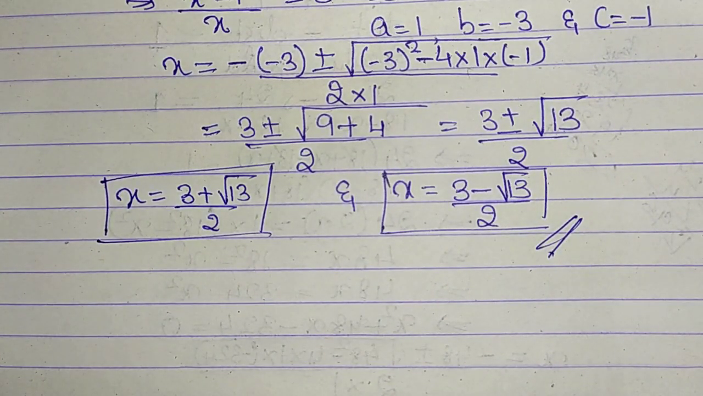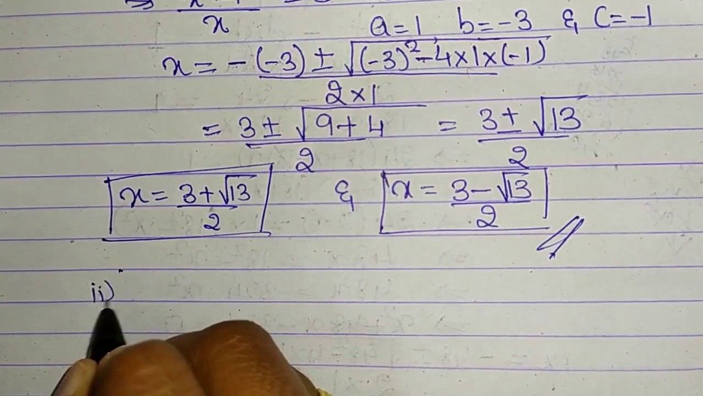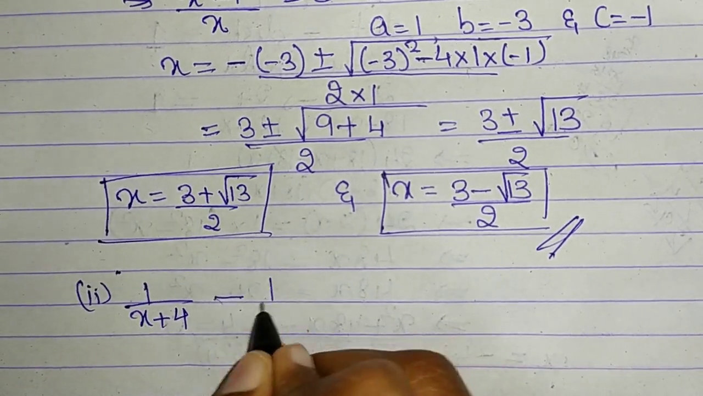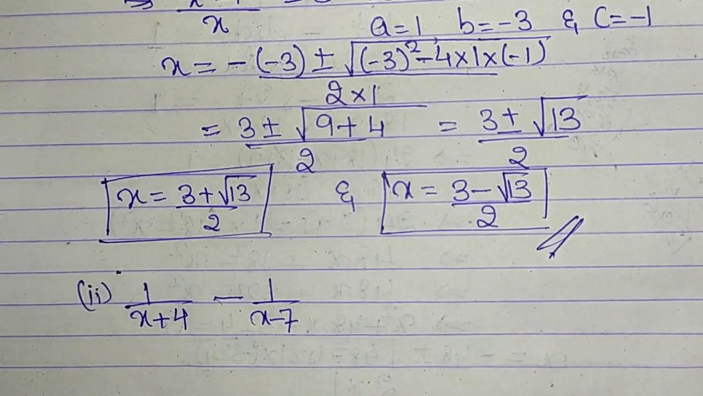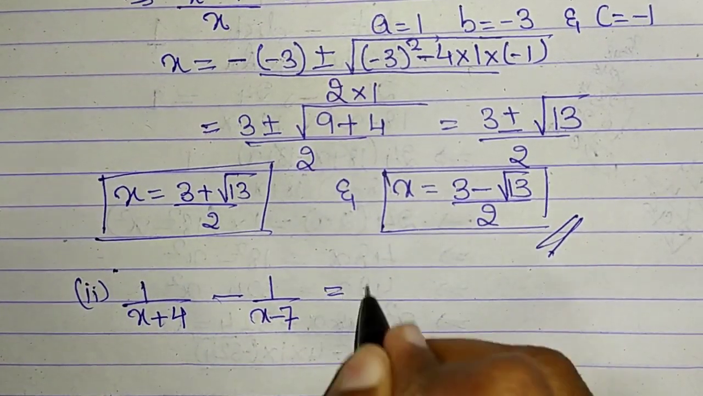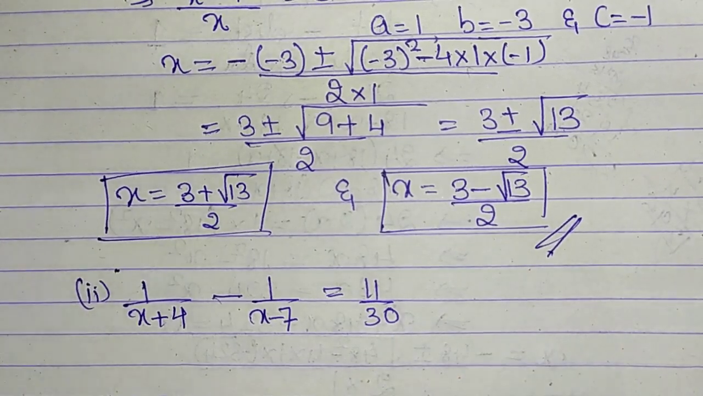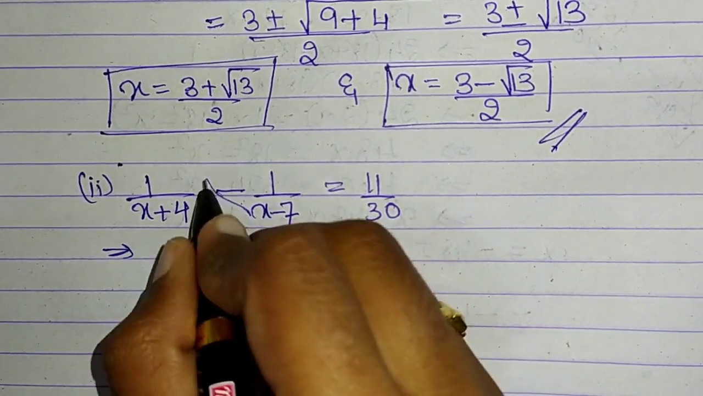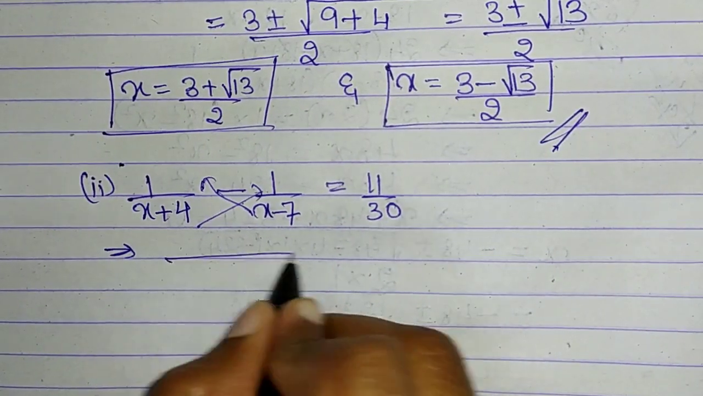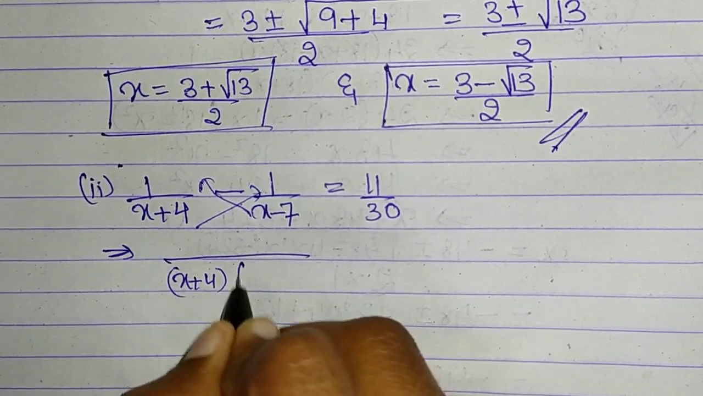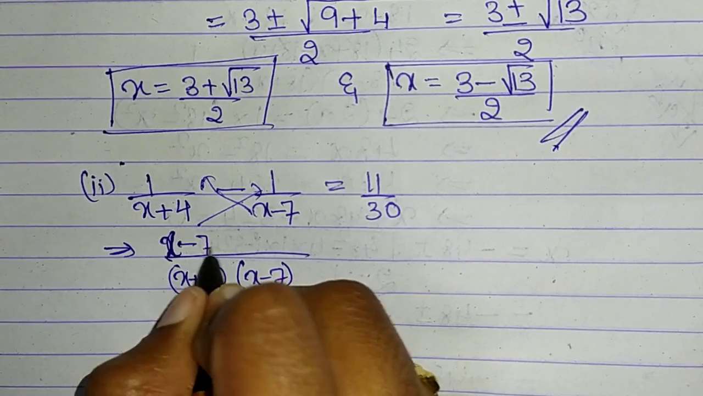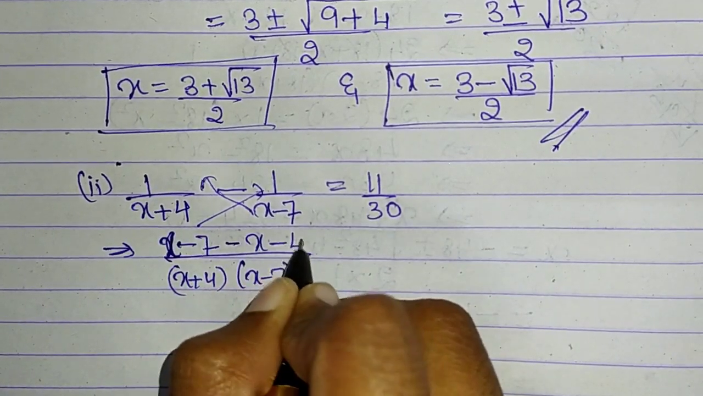Now the second sub question of the third main is also same. Find the roots of the equation 1 by x plus 4 minus 1 by x minus 7 is equal to 11 by 30. So first, finding the LCM, the whole thing can be rewritten as cross multiplying and finding the LCM. We can write it as x plus 4 into x minus 7 and on the numerator x minus 7 minus x minus 4. It will be in brackets.